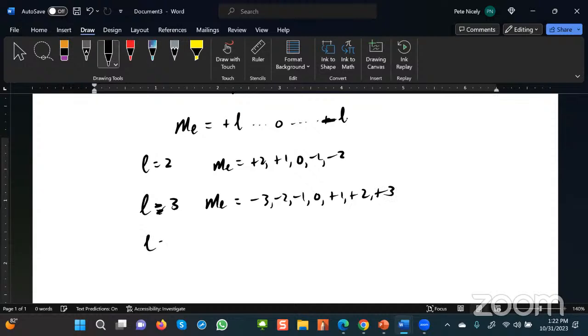And if L is equal to 1, what are the possible values of ML? -1, 0, +1. Exactly, right? So that's how you get the ML value. Each of these ML values represents an orbital, right? So you can tell, based on the L value for the subshell, how many orbitals are within that subshell. That's why we need to know how to calculate that, and this is how we do that, all right?